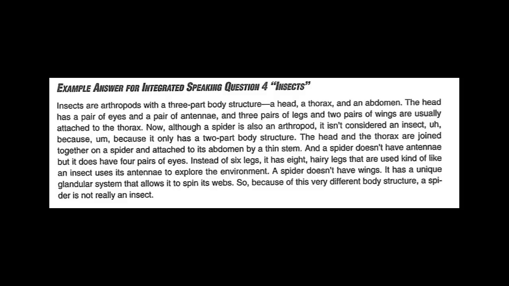Instead of 6 legs, it has 8 hairy legs that are used kind of like an insect uses its antennae to explore the environment. A spider doesn't have wings. It has a unique glandular system that allows it to spin its webs. So, because of this very different body structure, a spider is not really an insect.